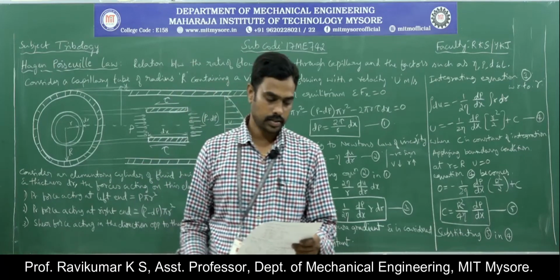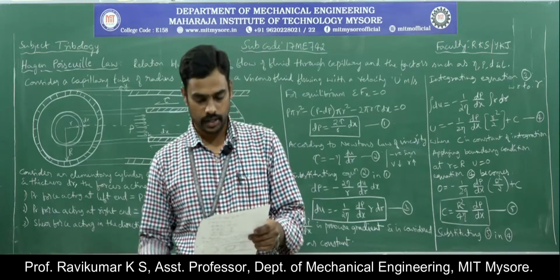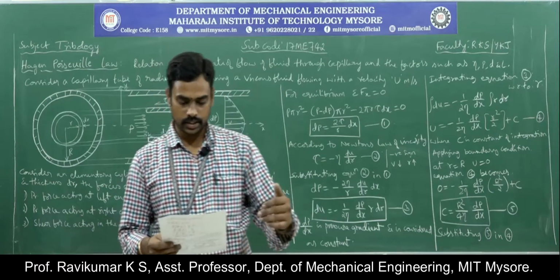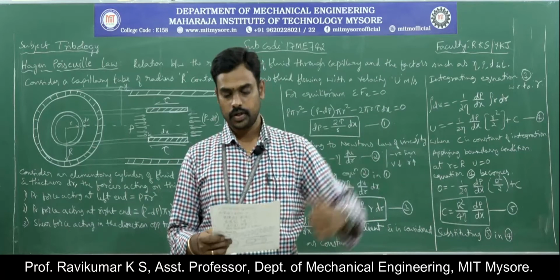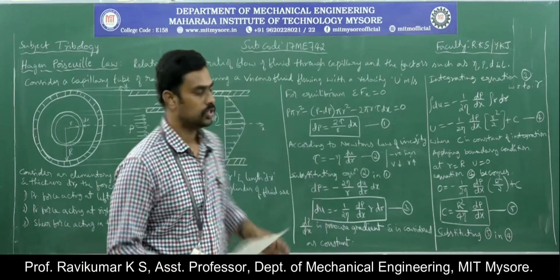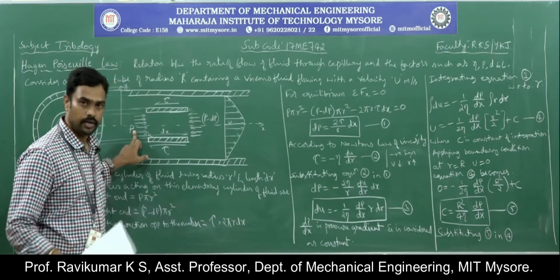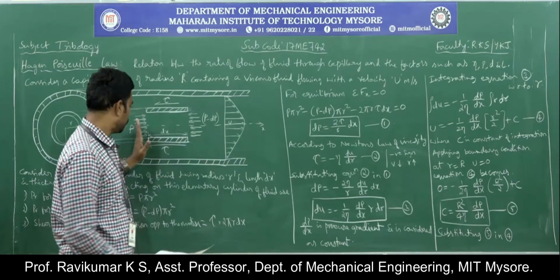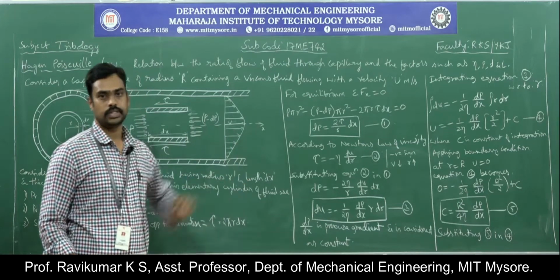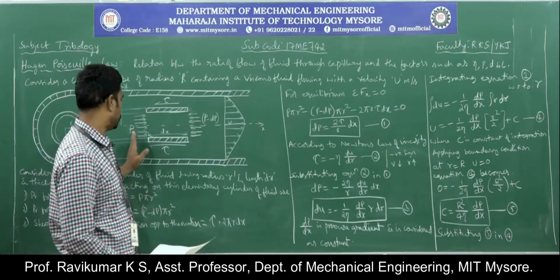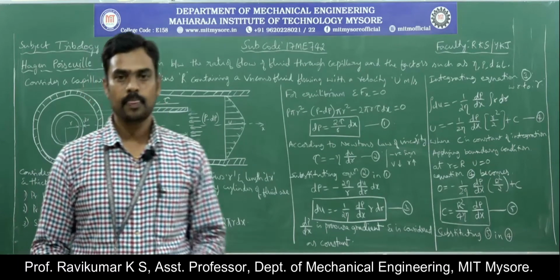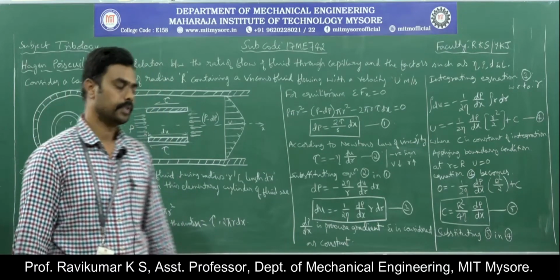Then the last assumption is that the pressure at the left hand end of the tube is higher and decreases gradually along the length of the tube from left to right. So pressure at this end will be maximum and it reduces when the flow takes place in this direction. As the length increases, the pressure decreases. That is the assumption made in this law.